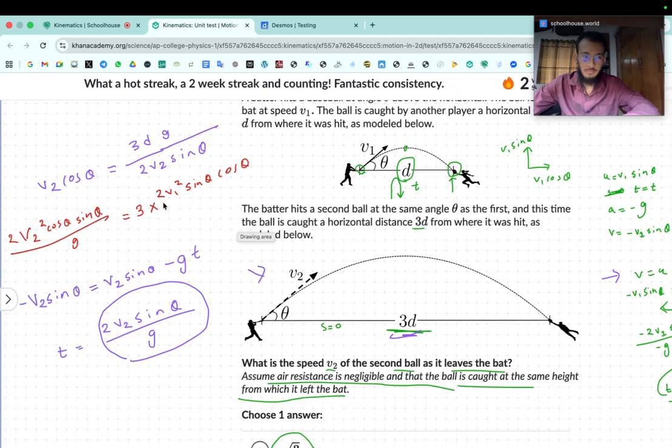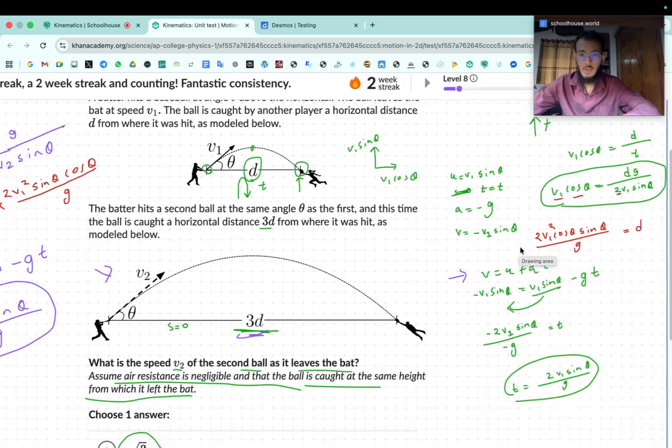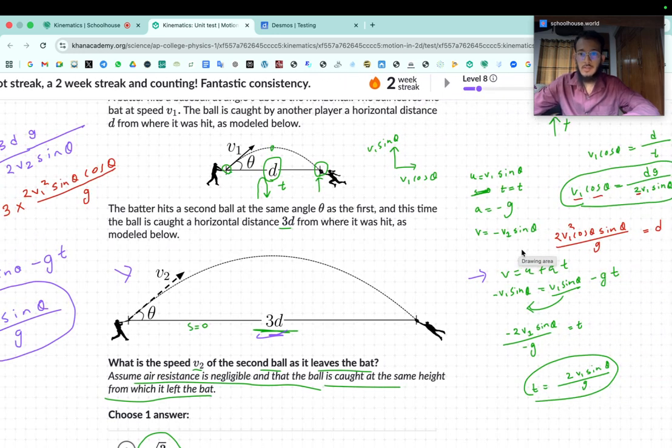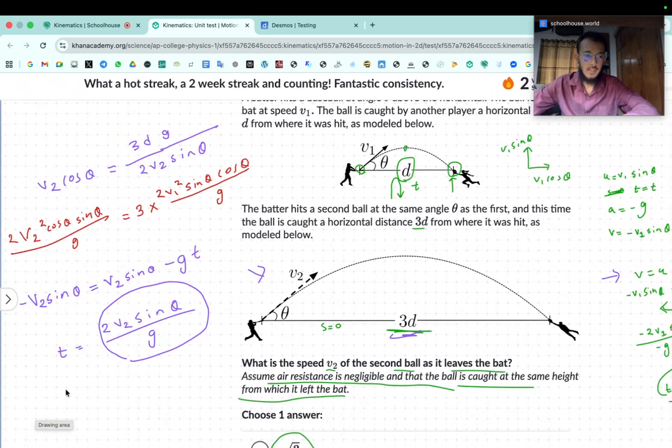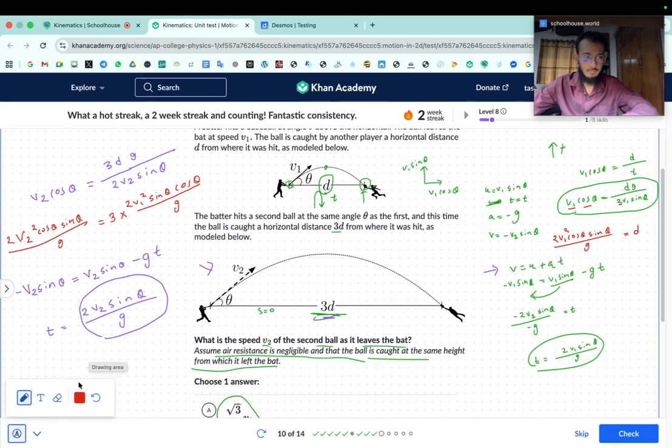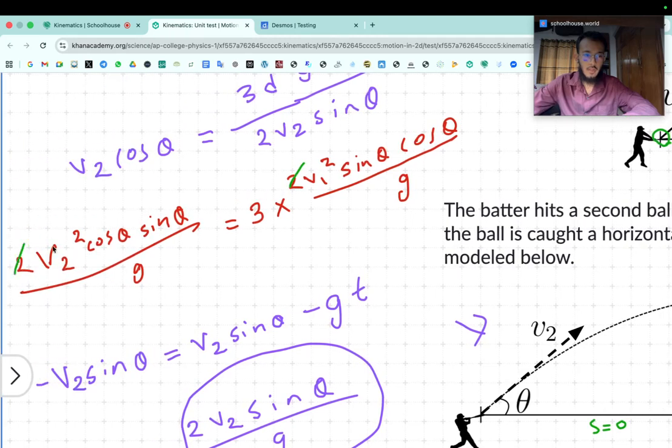Divide by g. So 2 v squared sine theta cos theta divided by g equals 3d, 3 into d. Now d gets replaced with 2v squared sine theta cos theta divided by g. Now as you can see here, what we can do is we can cancel similar things. So on both sides 2 cancels out. Cos theta, sine theta, g, g.